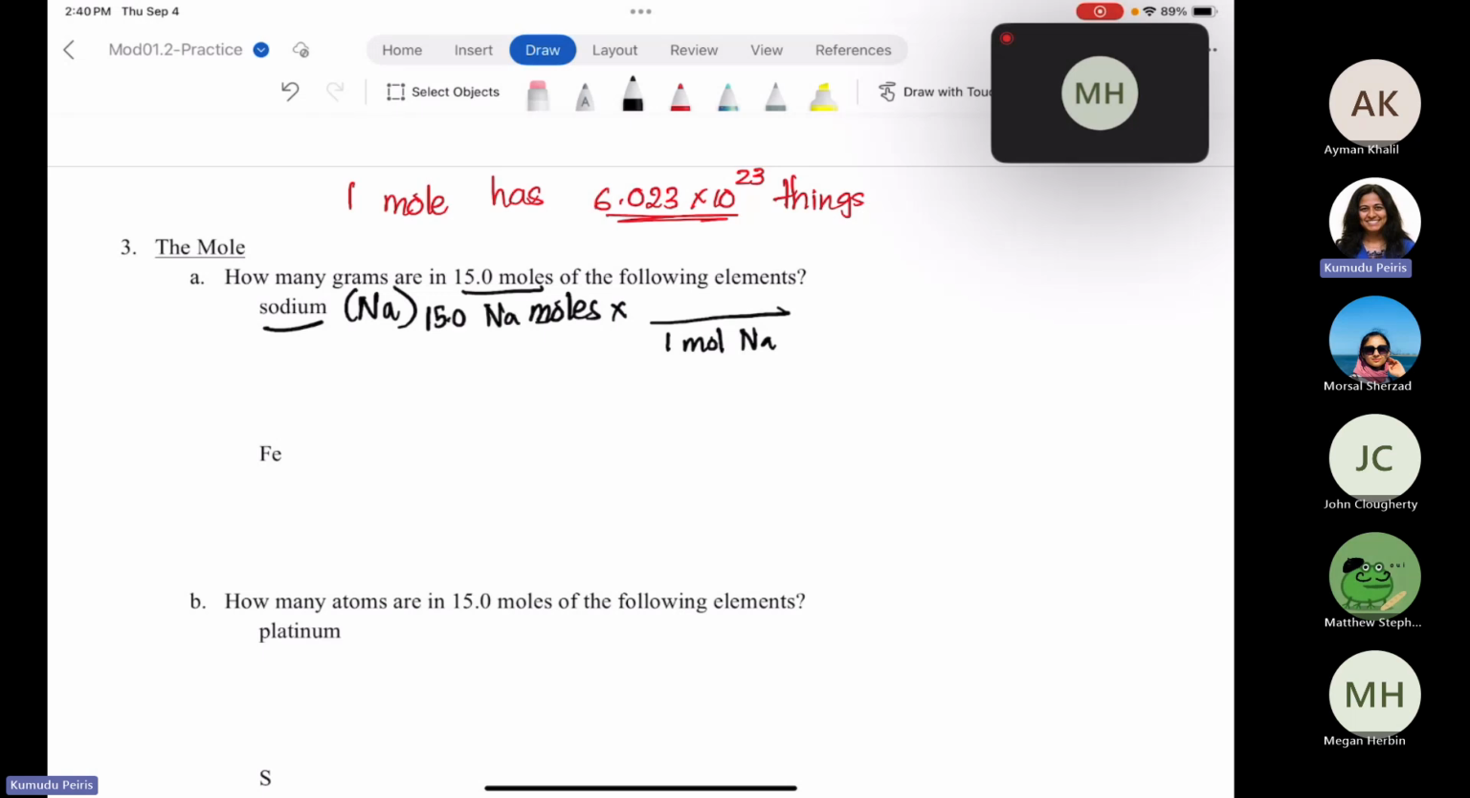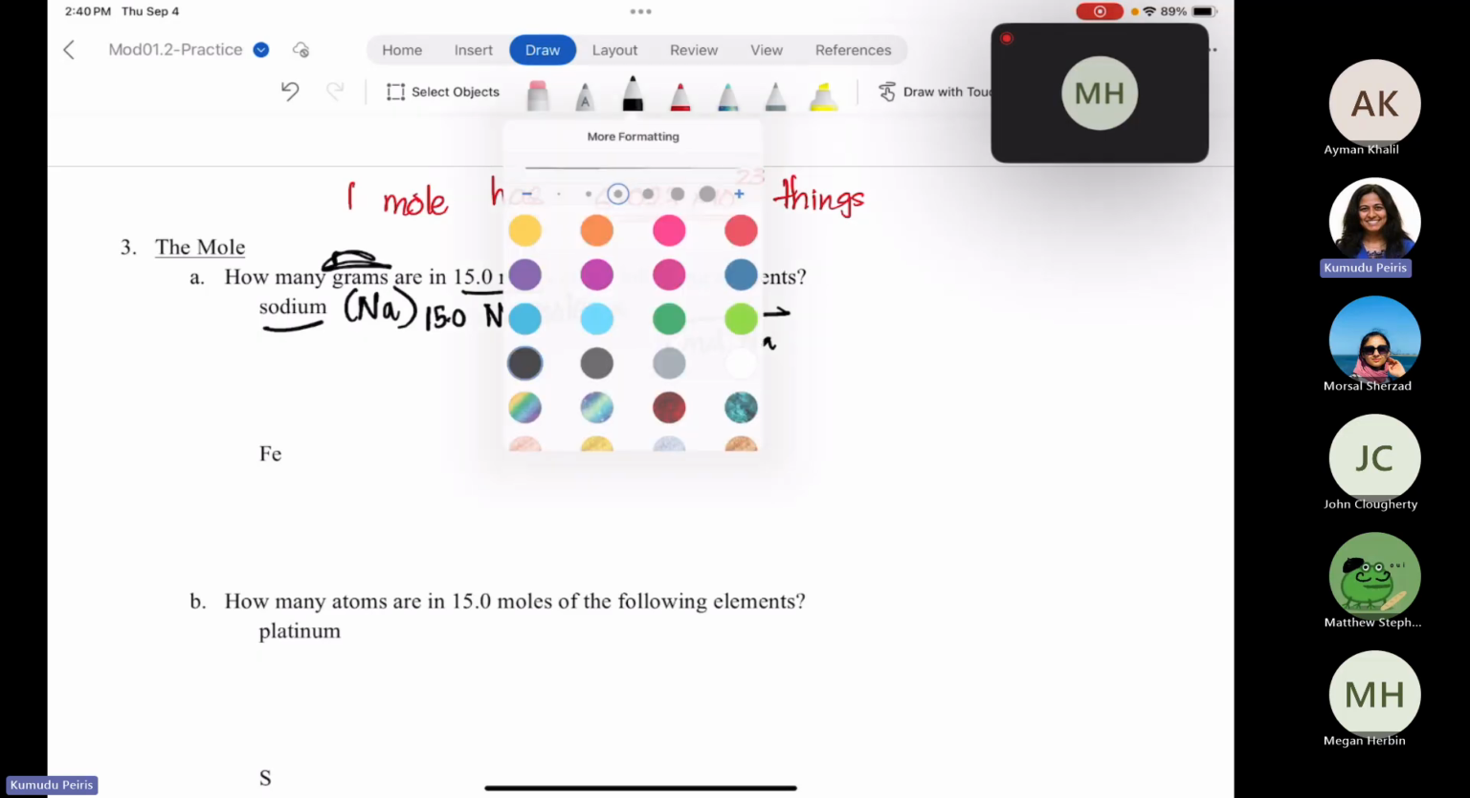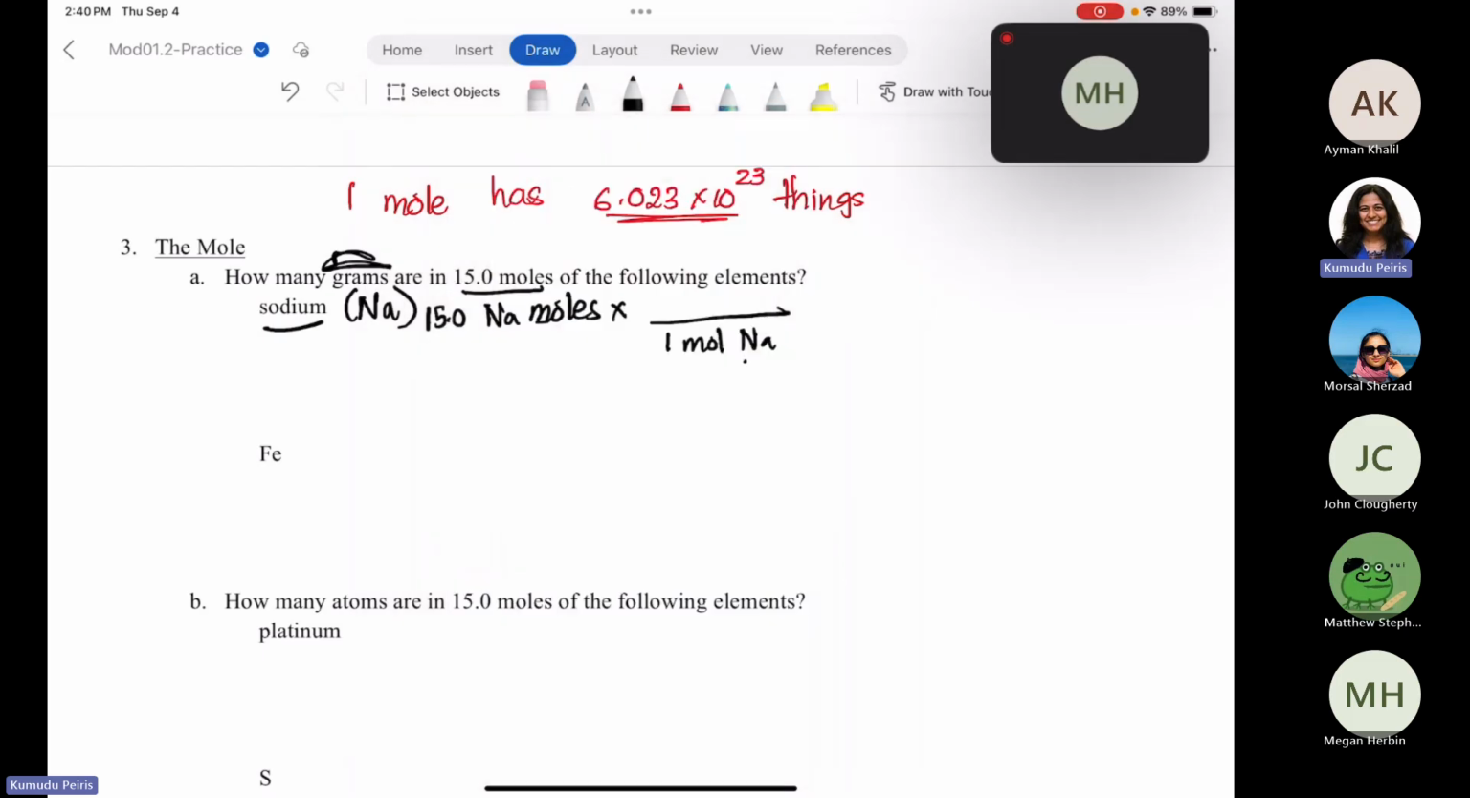15.0 moles of sodium. And this is 1 mole of sodium. What is the mass of 1 mole of sodium? We are trying to find the grams, right? Mass. So for 1 mole of sodium, you will get the molar mass, the atomic mass of sodium, and you will read it from the periodic table. So there you will see 22.99 grams. So then the moles to moles will cancel out, and we'll get the answer in grams.